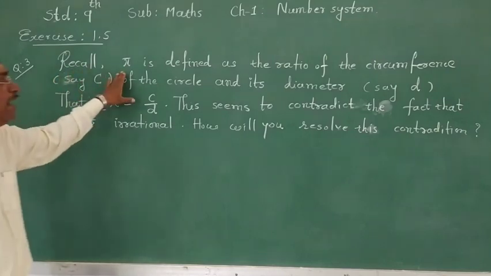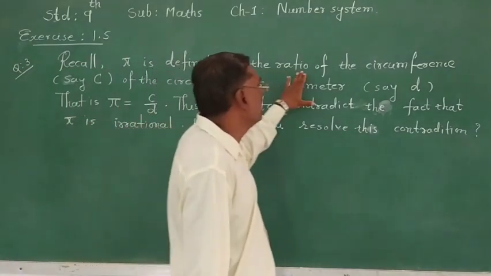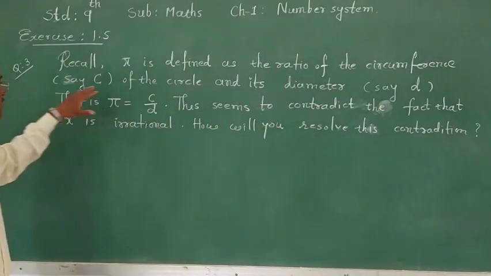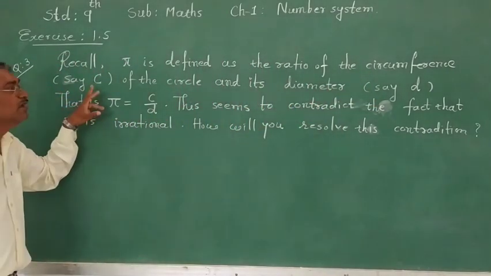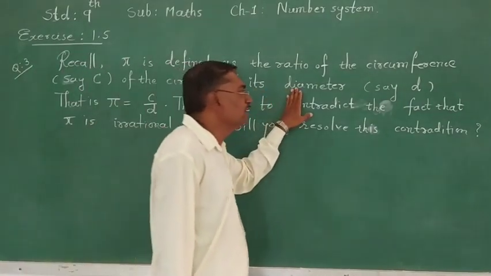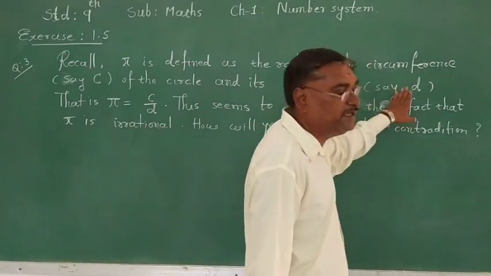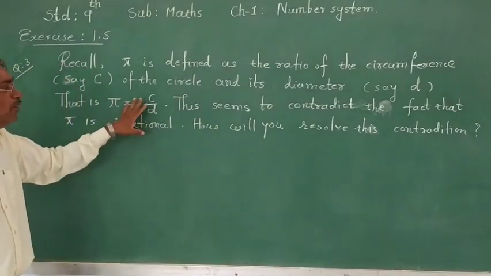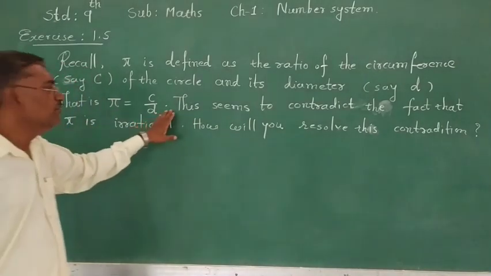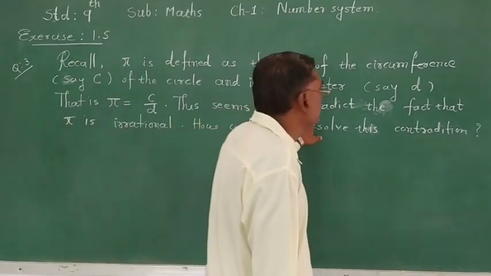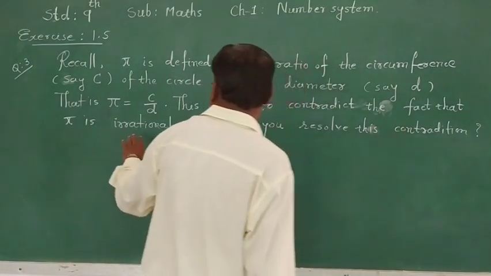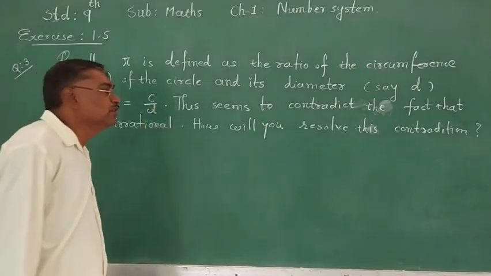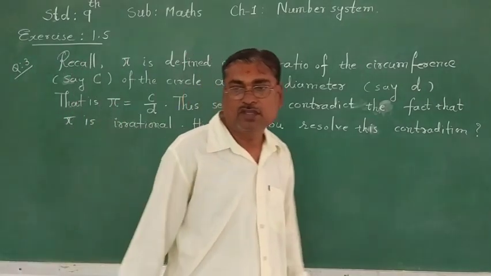Recall pi is defined as the ratio of the circumference of the circle, we can say it's C, and its diameter, we can say D. That is, pi equals C upon D. This seems to contradict the fact that pi is irrational. How will you resolve this contradiction?